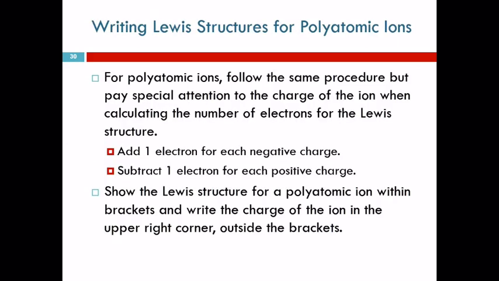Well, we can also write Lewis structures for polyatomic ions. Same idea. The thing we have to watch out for is the charge on the ion. The charge on the ion changes the number of electrons. If we have a negative charge, then we have to add an electron. If we have a minus 3 charge, we have to add 3 electrons. If we have a positive charge, we have to subtract an electron. Okay? And then when we write the Lewis structure, we're going to put brackets around it and put the charge on the outside of the brackets.